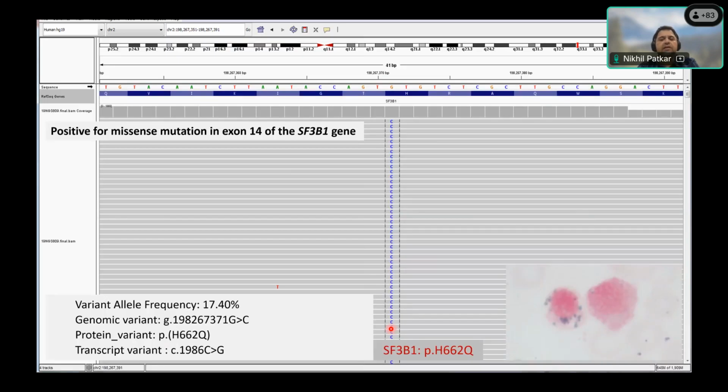as flow cytometry. But when we perform next generation sequencing for this patient, you could see that this patient has a missense mutation in exon 14 of the SF3B1 gene at a variant allele frequency of 17.4%. And then we went back to this patient, performed an iron stain, and you can see the presence of these ring sideroblasts. So this is an example of an SF3B1 associated myelodysplastic syndrome.